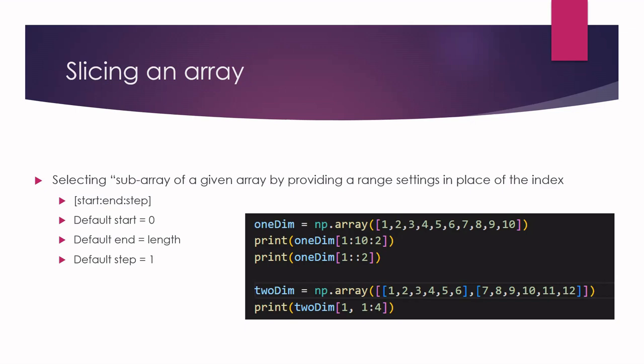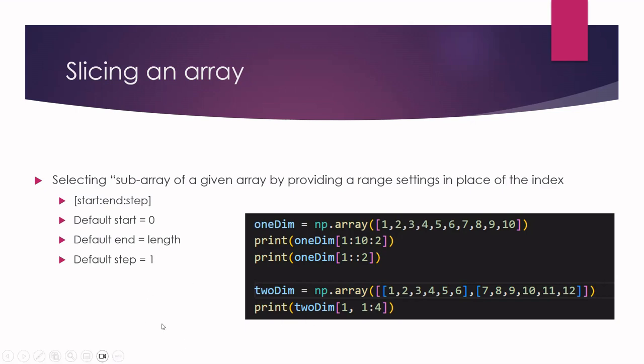And the range looks like this: the start, end, and the step separated by colons. And we're already familiar with this format. It's the same as in the range function. So if we don't specify the start, it will default to 0. If we don't specify the end, it will default to the length, and the default of the step is 1. So we can just put the colons and not specify anything.